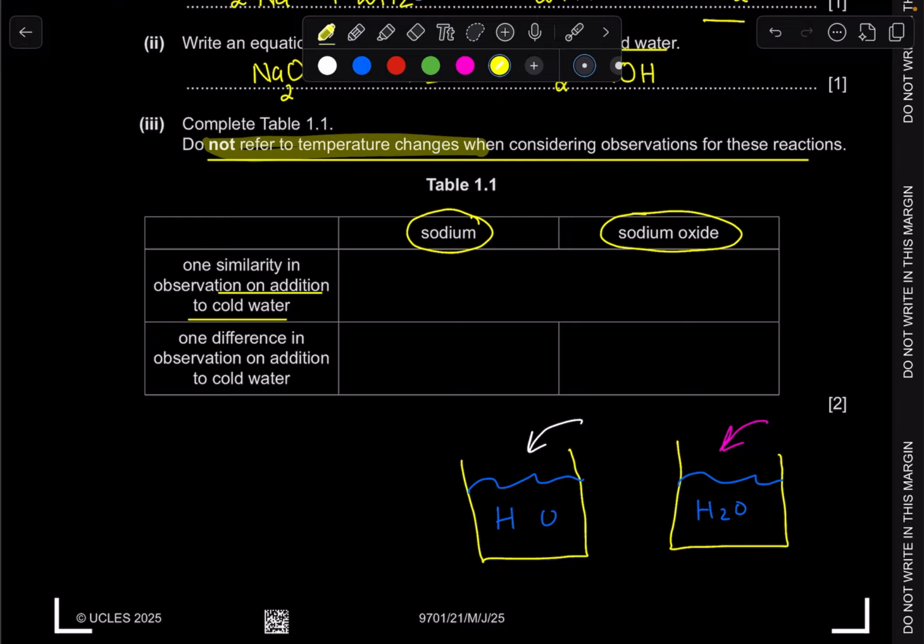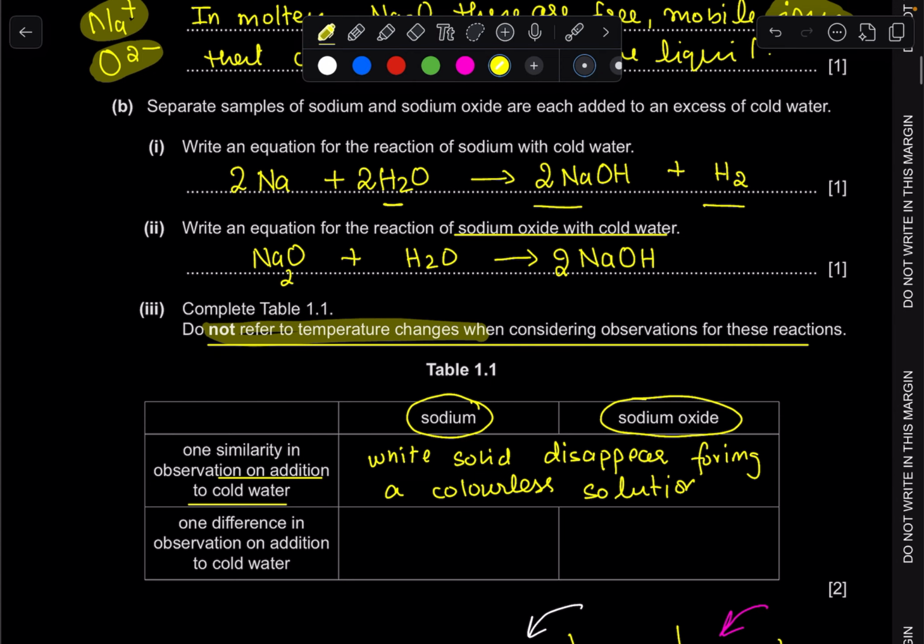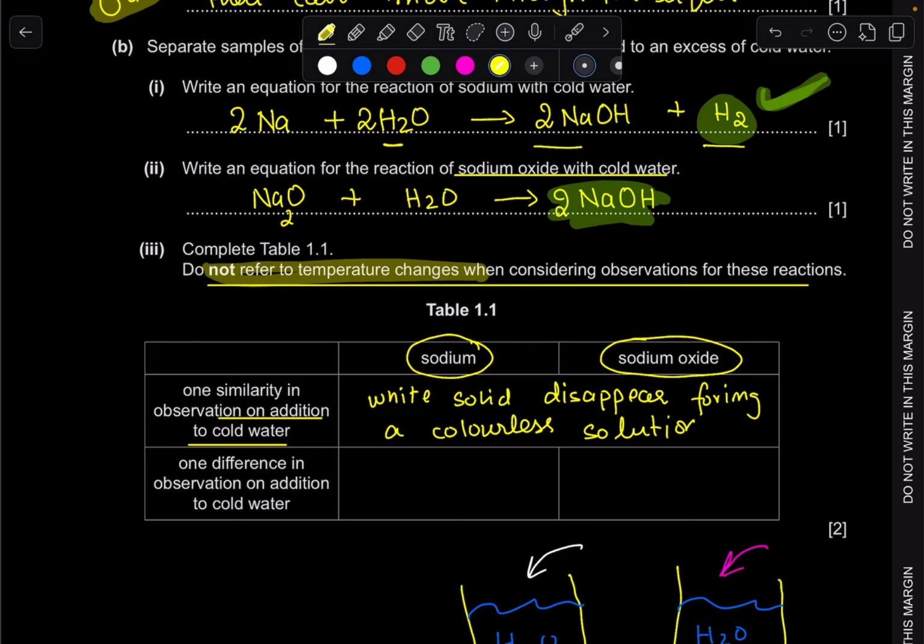So you're going to say that a white solid disappears, forming a colorless solution. I guess that was obvious enough. And one difference, you can see the equation to figure out the difference: in this equation over here you are producing hydrogen gas, and over here there's only sodium hydroxide, because when you're producing a gas, what's going to happen? You're going to see effervescence.